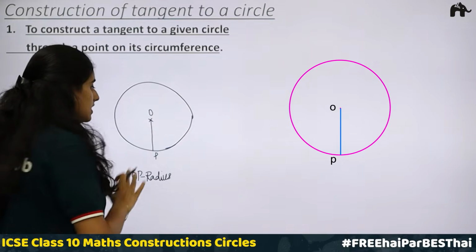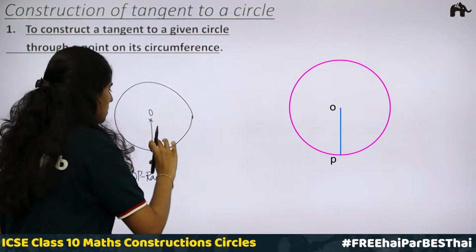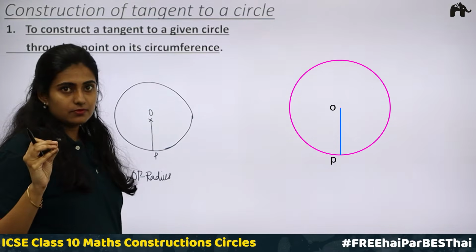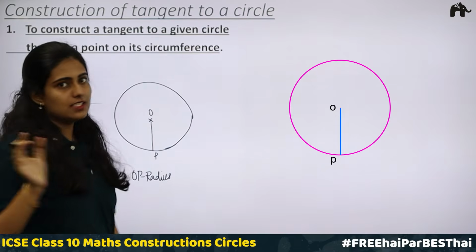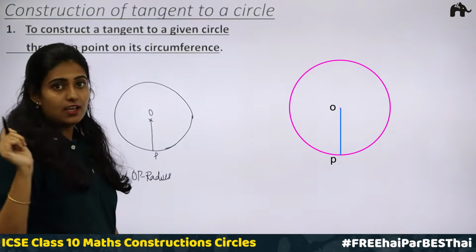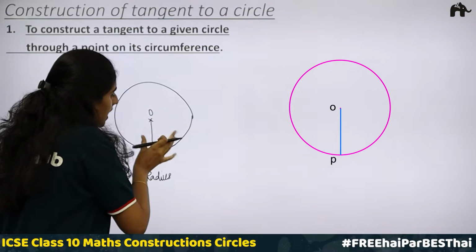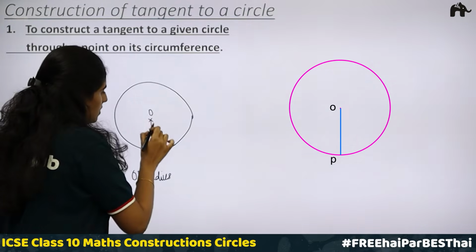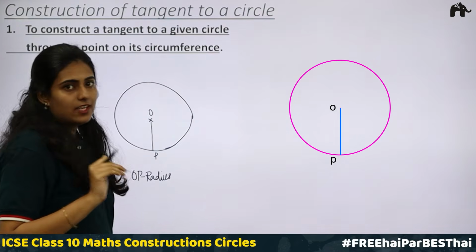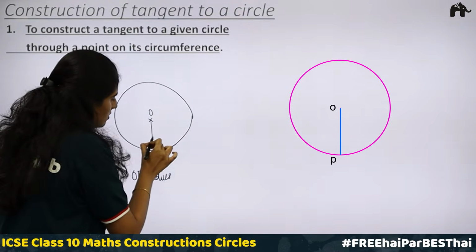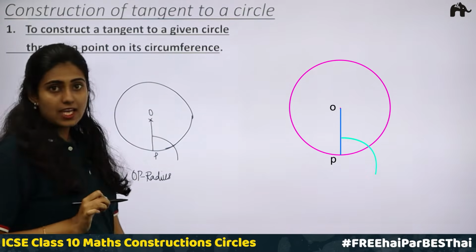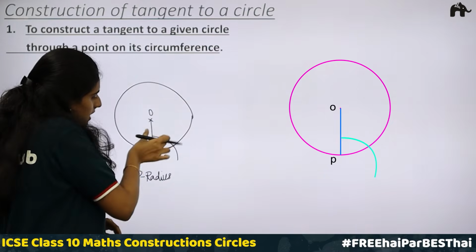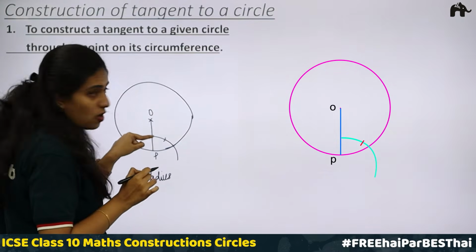In the chapter circles, we have discussed that the angle between radius and tangent will always be equal to 90 degree. So, in order to get the tangent, we need to make a 90 degree angle with OP. You know how to make 90 degree angle, we have discussed. First, we'll draw an arc with P as center. With the same measure, we'll cut an arc here with this point as center.